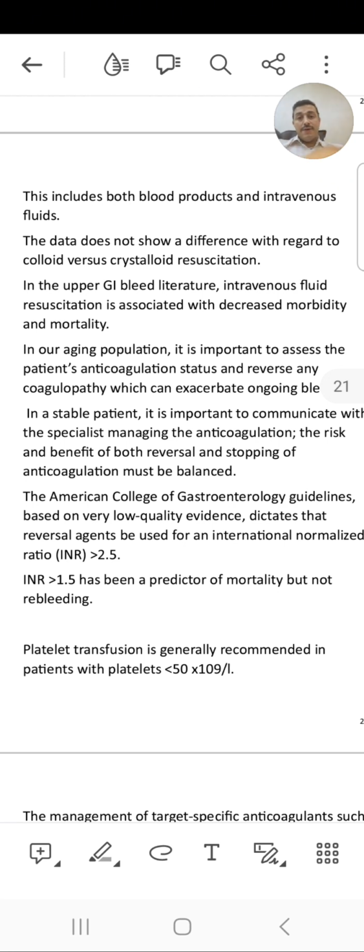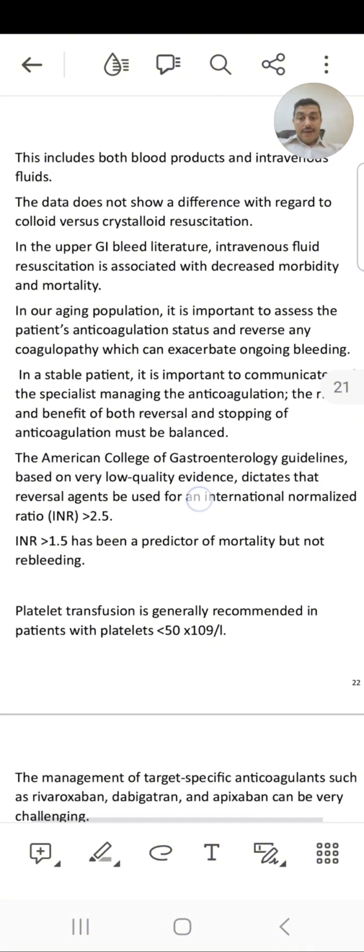Okay, this is what I have already said just now. Special attention toward the consultation of the hematologist, especially if the patient has an active bleeding.